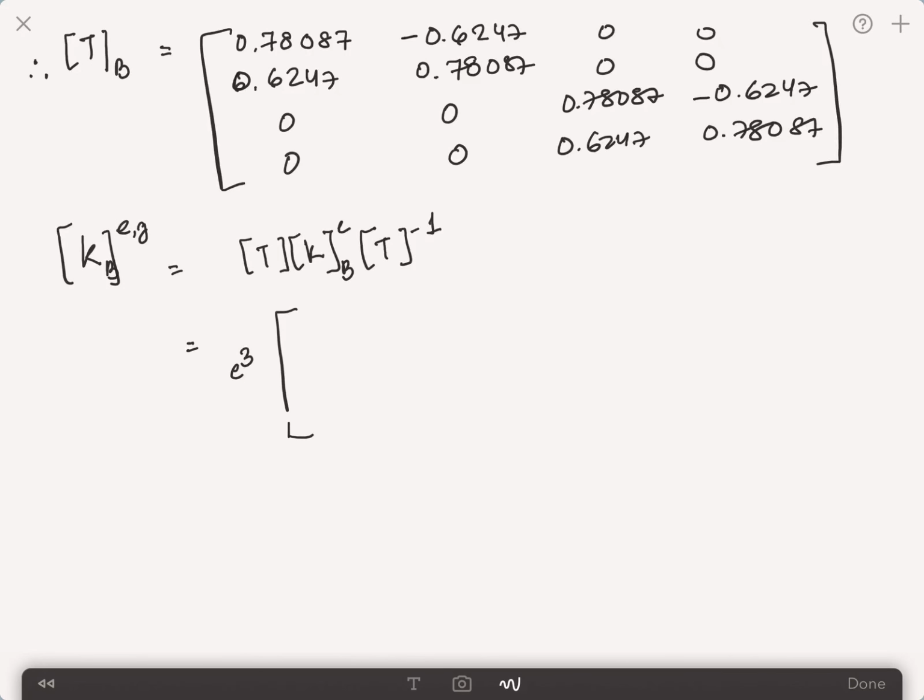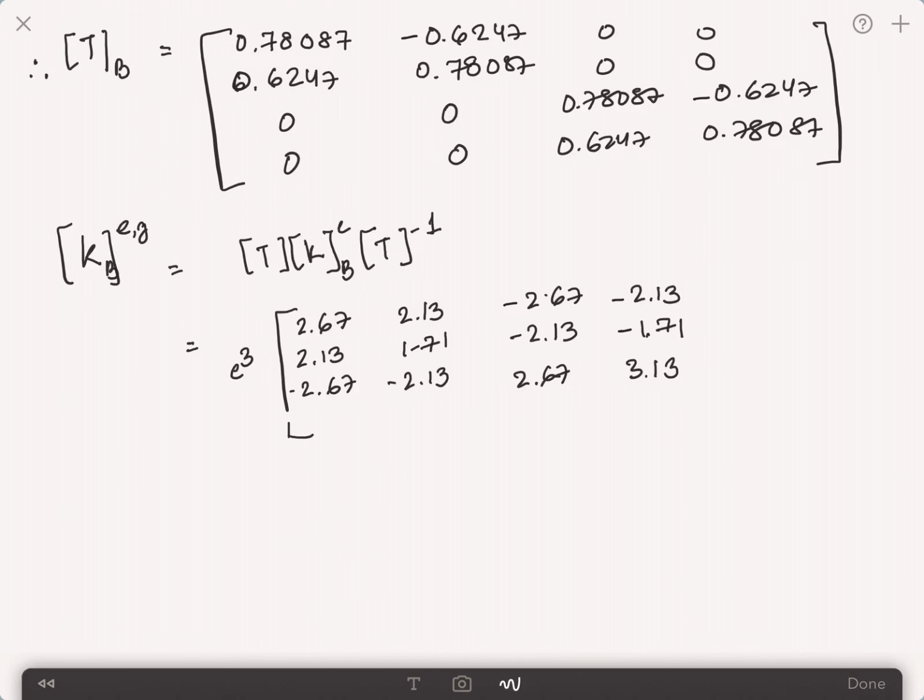So you have 10 to the power 3 in the matrix, 2.67, 2.13, minus 2.67, minus 2.13, and so on. I'm going to fill in these numbers while I hope you also calculate them. You can of course pause the video here if you would like to make sure that you have enough time to set up the problem and get a solution to it. I'm almost done here. So now I have the stiffness matrix for the element B in the global coordinate system.